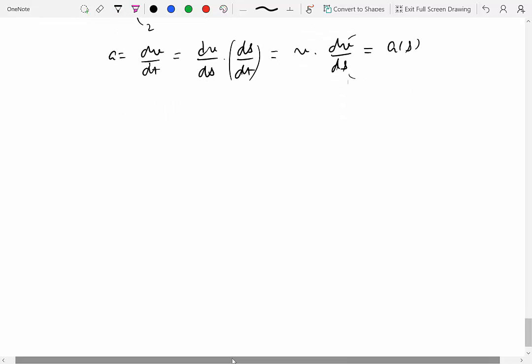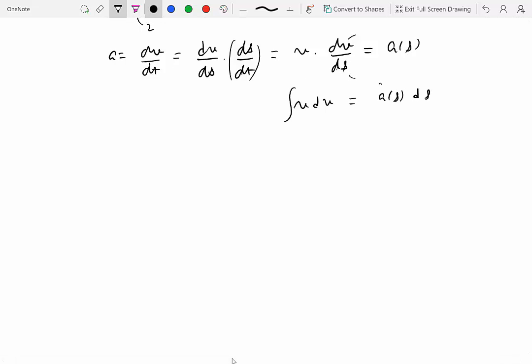So what do we do? We integrate v dv, and we integrate a ds. So v changing from v0 to v, s changing from s0 to s. If you know a as a function of s, then you can integrate this and get the velocity.